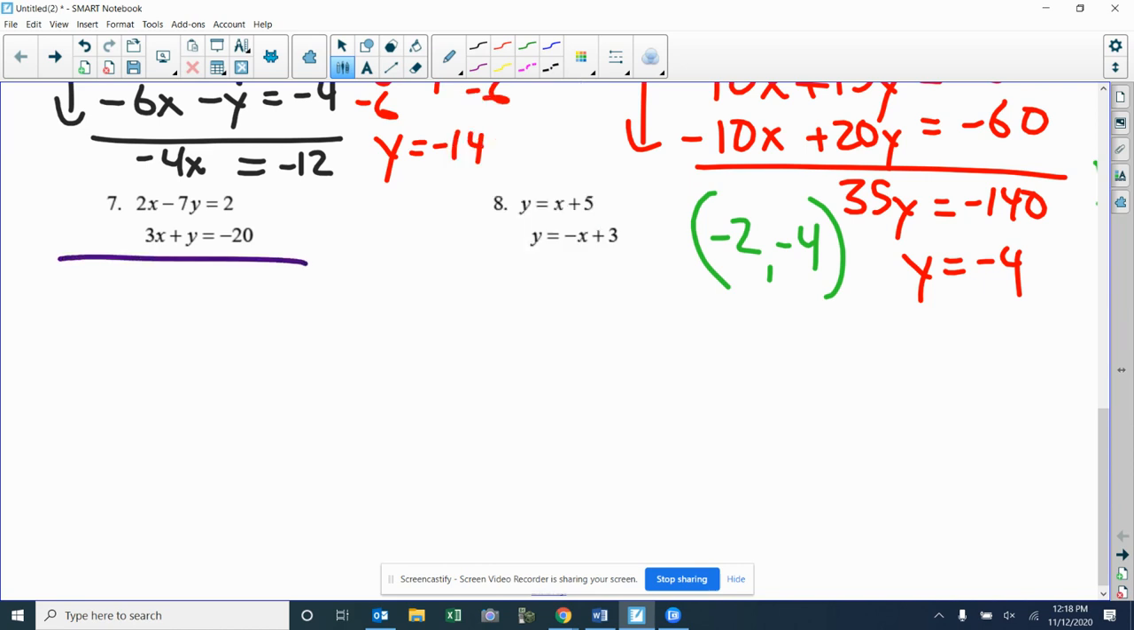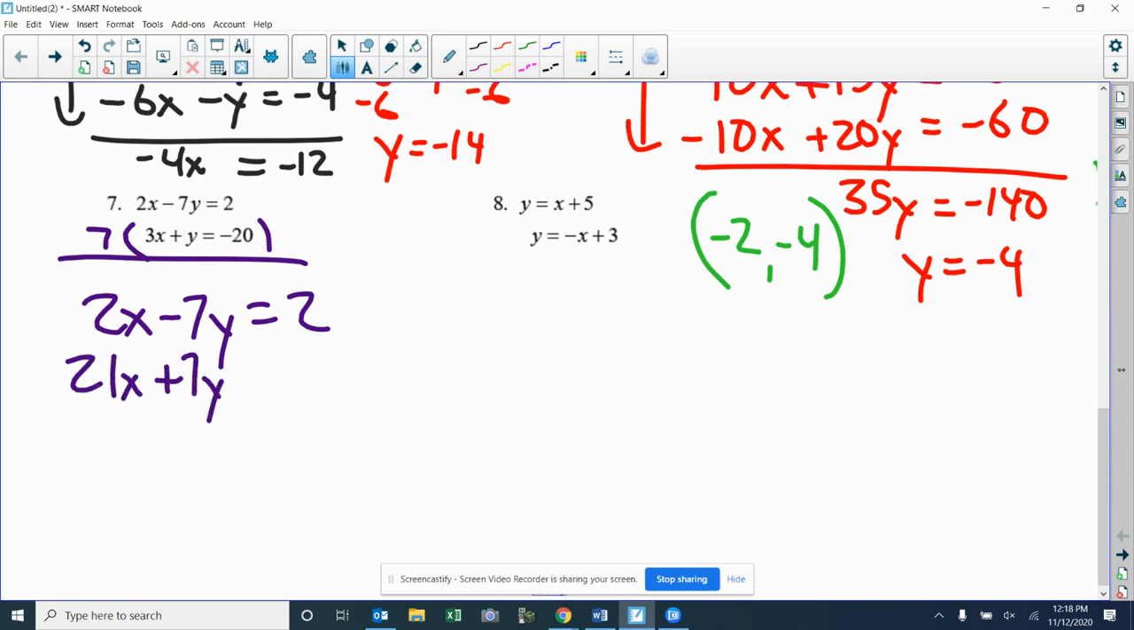What do you propose? I kind of like the y's myself. I like the y's because I only have to multiply one equation by something, right? And I already have different signs. Keep the top one the same. And the bottom one, we're gonna multiply by 7. 21x plus 7y equals -140.